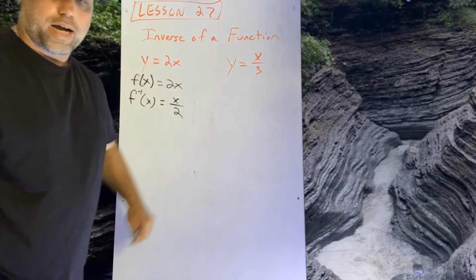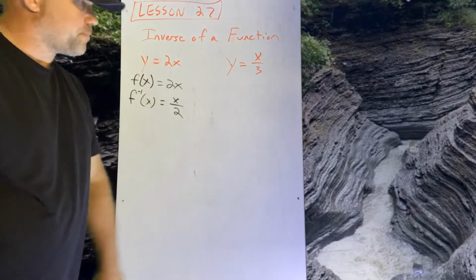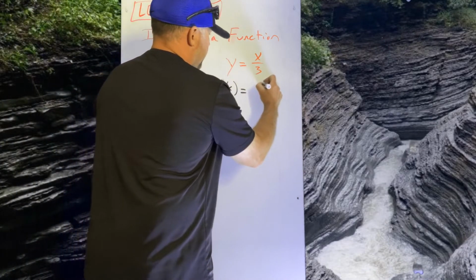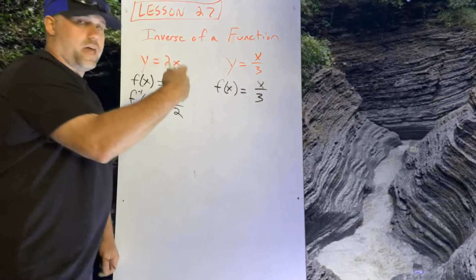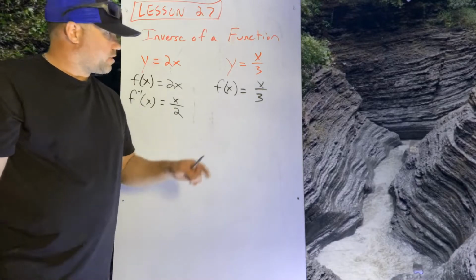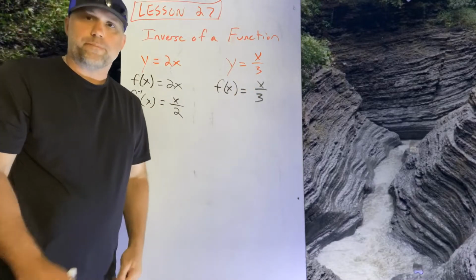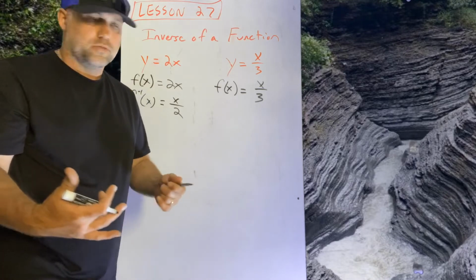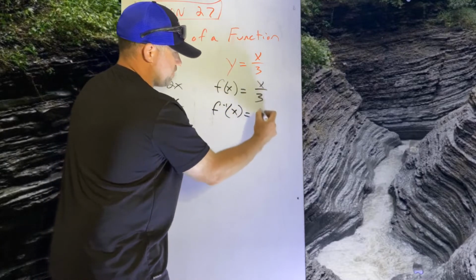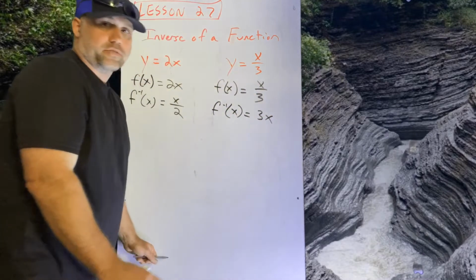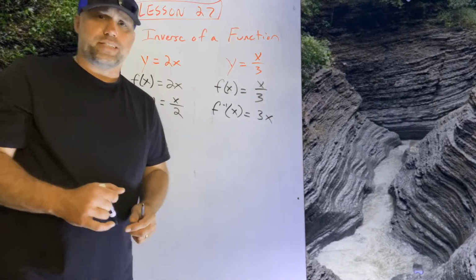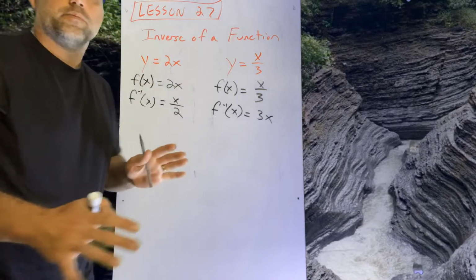Let's go over here. We got y equals x over 3. So that's x divided by 3. Well, in function notation, that is f of x equals x over 3. Either way, the opposite of taking a number and dividing it by 3 is to take a number and multiply it by 3. So the inverse of this function is going to be taking our number and multiplying it by 3. So it's going to be 3x. That's how inverses work.